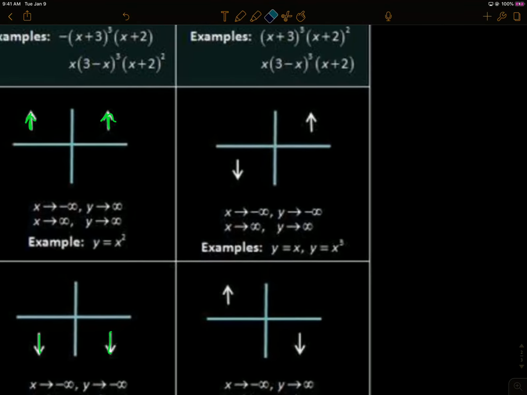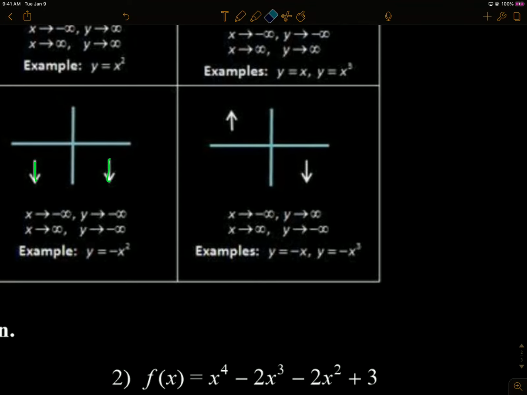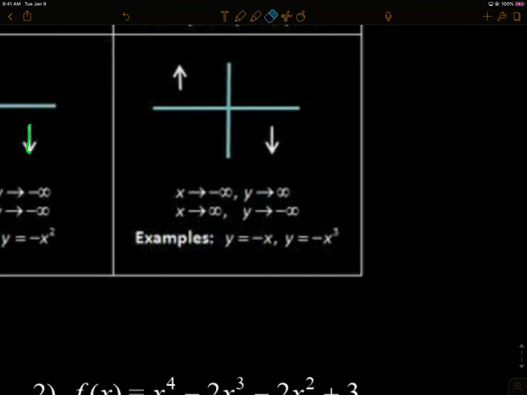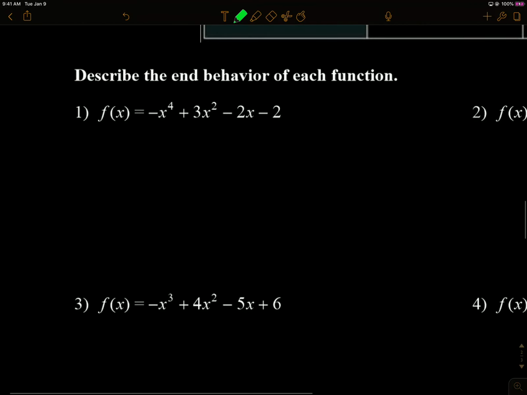So we've got here's an example where the degree is odd. The degree here is 3, so it's odd. The coefficients are negative numbers, so that's why the end behavior is going to be up on the left and down on the right.